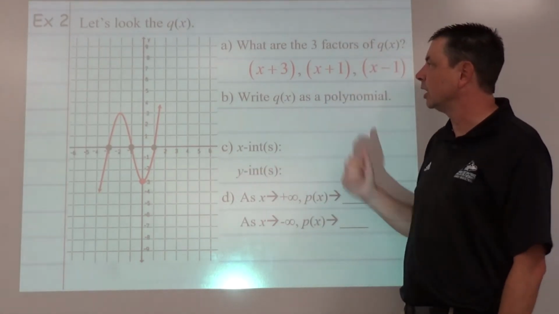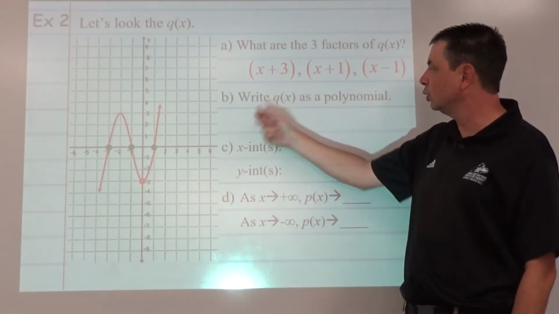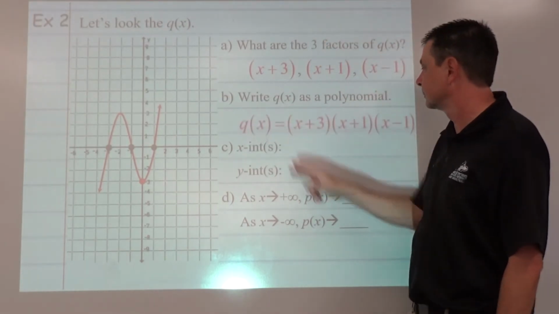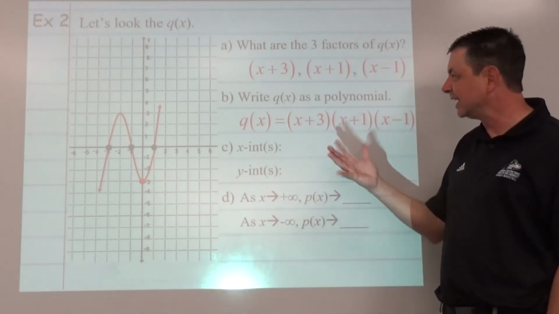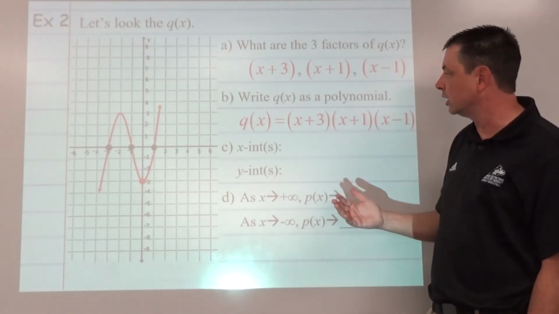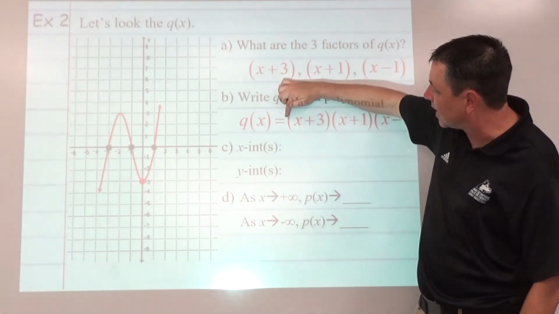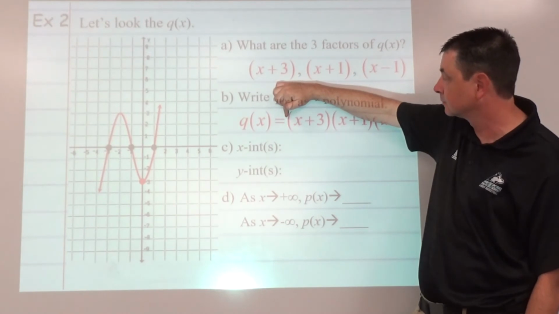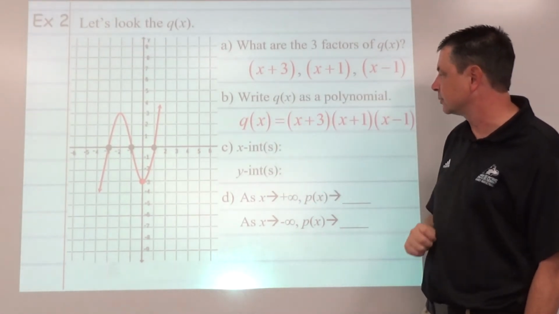Now write it as a polynomial. That should be pretty easy. Remove the commas. Q of x equals this times this times this. And there's our polynomial function. One thing we really need to watch out for, though, is in generating, make sure these work out. We might need to throw in an a value to make it happen. We'll see what happens here with our x-intercepts and so on.